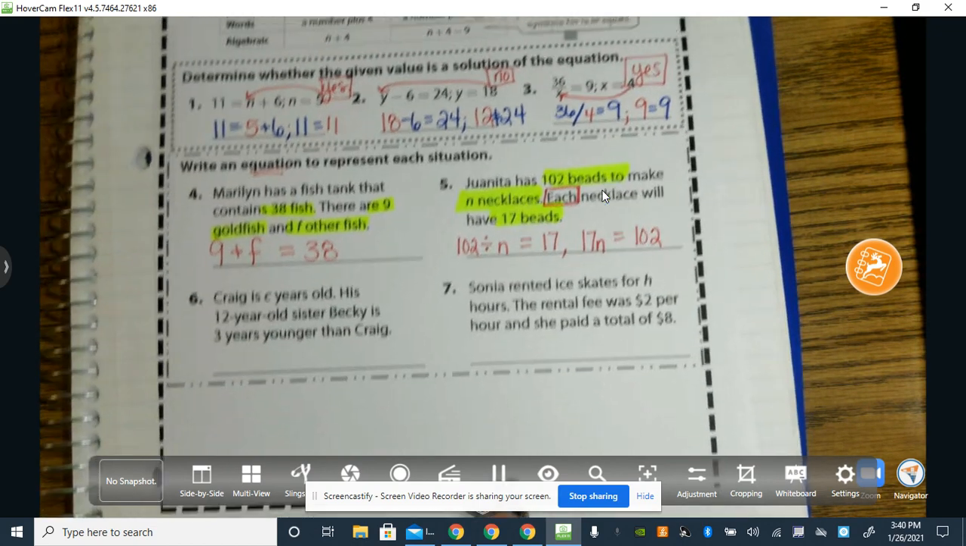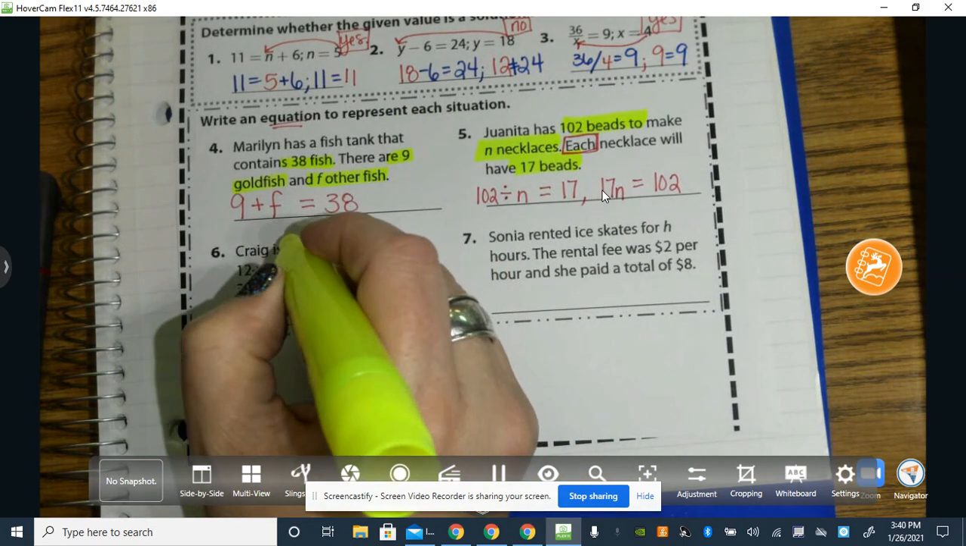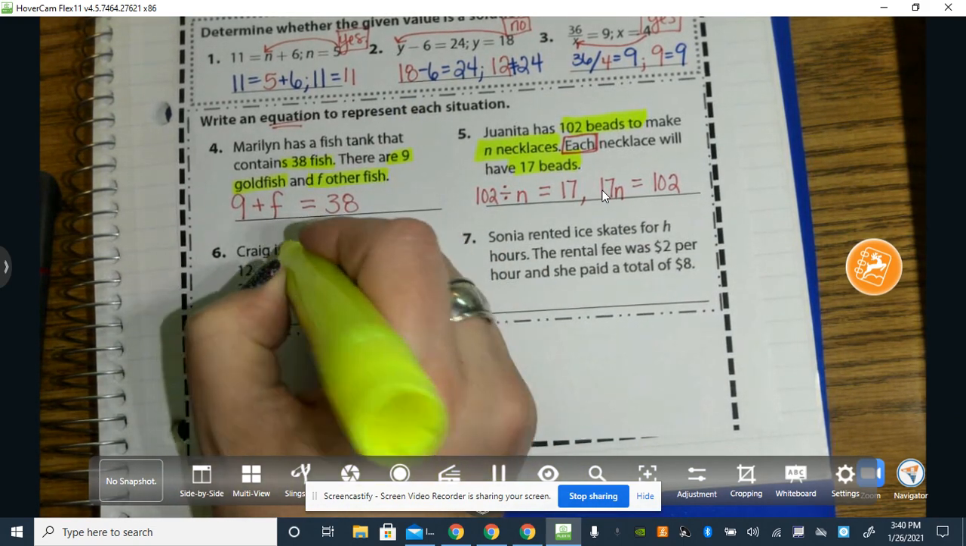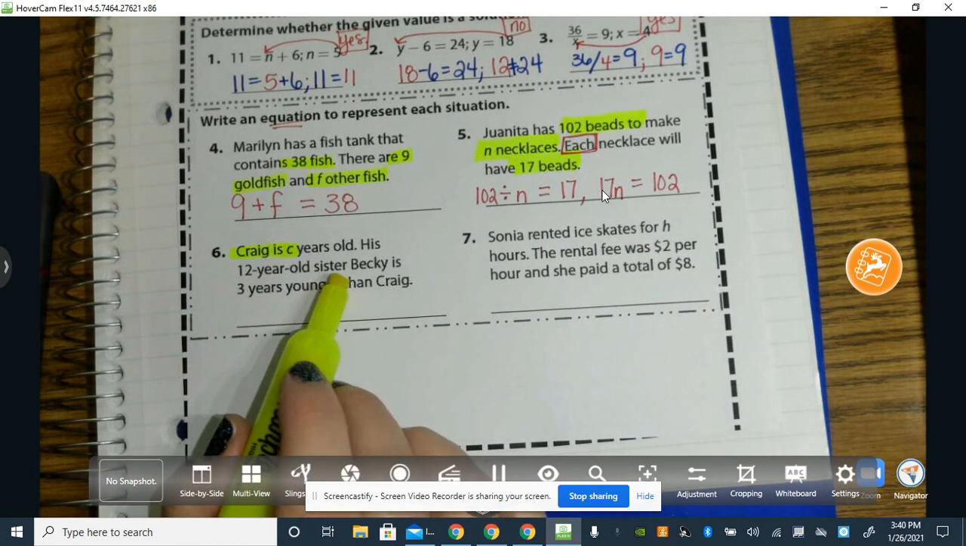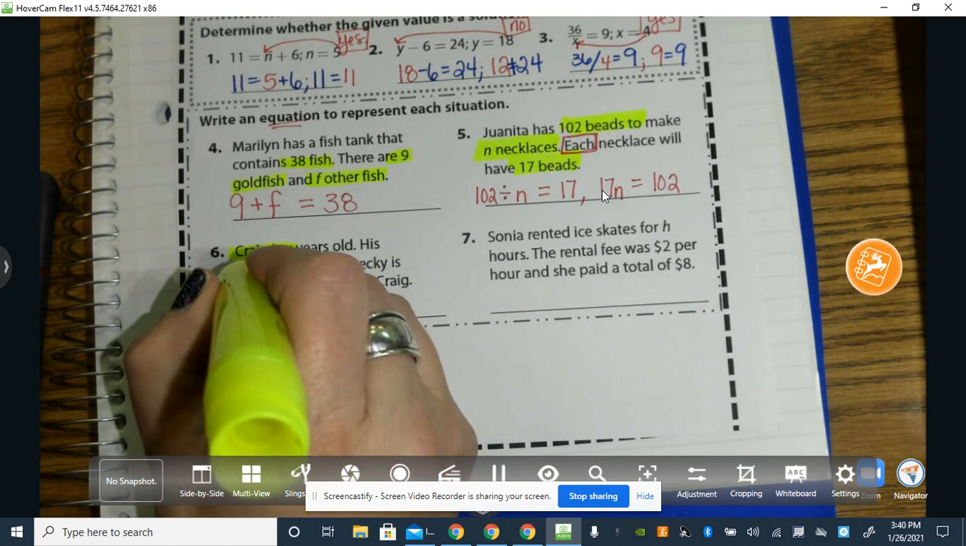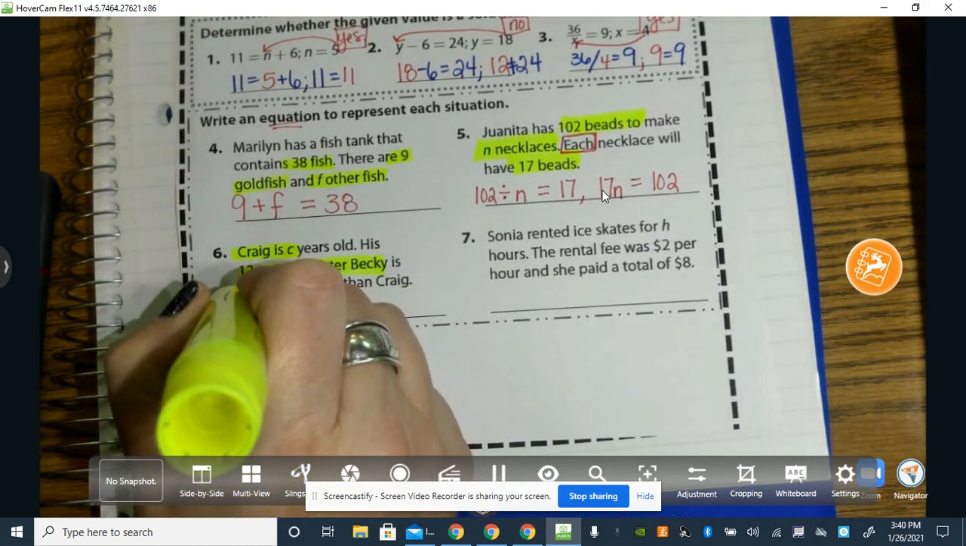All right, number 6. Craig is 6 years old. His 12-year-old sister Becky is 3 years younger than Craig. All right, how would I write this? So first, let's look for information. We have Craig. Craig is C. His 12-year-old sister Becky is 3 years younger than him. So Becky's currently 12, but she'll always be 3 years younger.